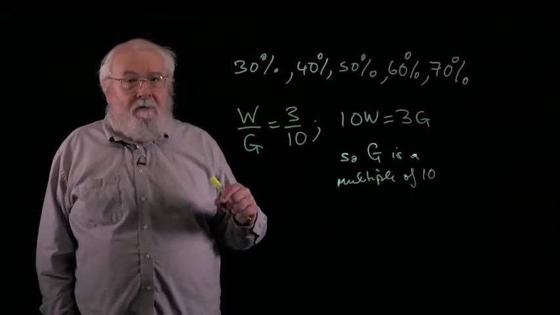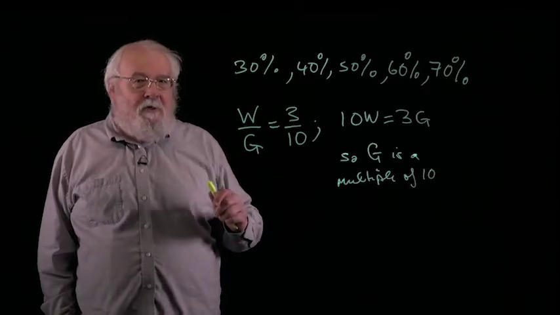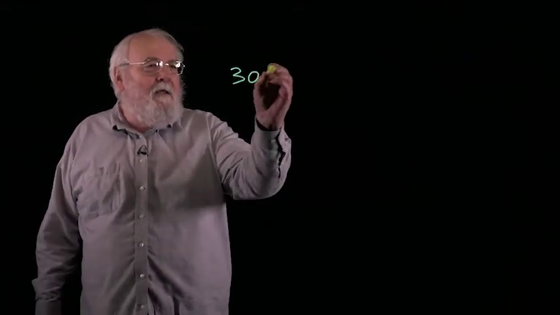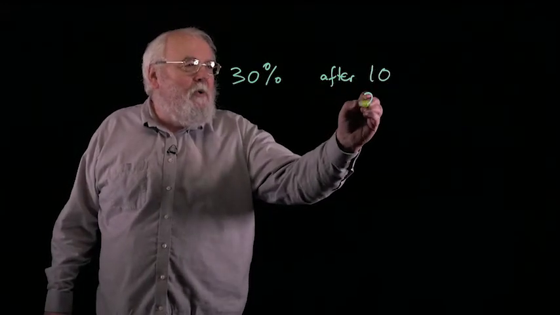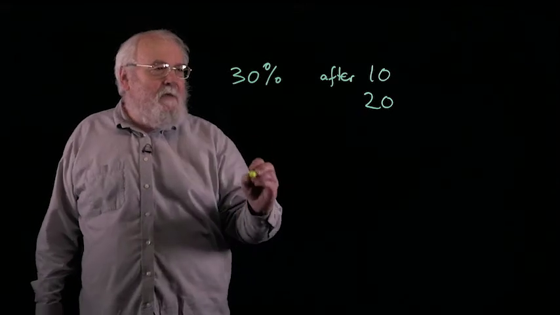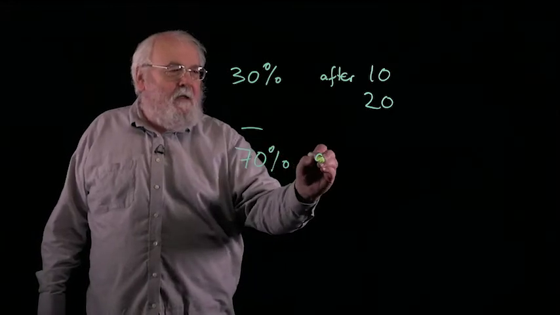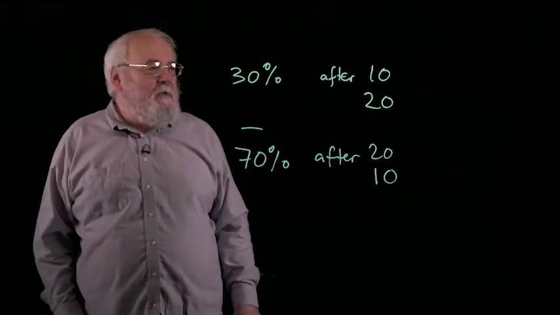Perhaps you need to play 30 or more games, but let's suppose that they can do it with less than 30 games and see what that means. So supposing that there are less than 30 games being played, it must mean that you get your 30% after either 10 games or 20 games. And correspondingly, you would get your 70% after, well, 20 games or 10 games.